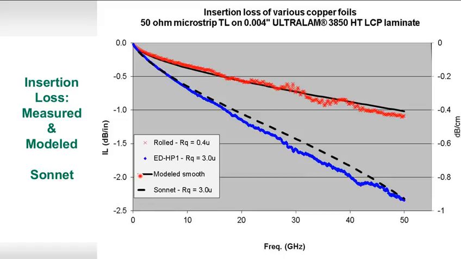In this case, we're looking now at the performance of the Sonnet model along the same lines, and you can see in this case we get very good agreement with the Sonnet input value of 3 microns RMS with the 3 micron RMS foil.